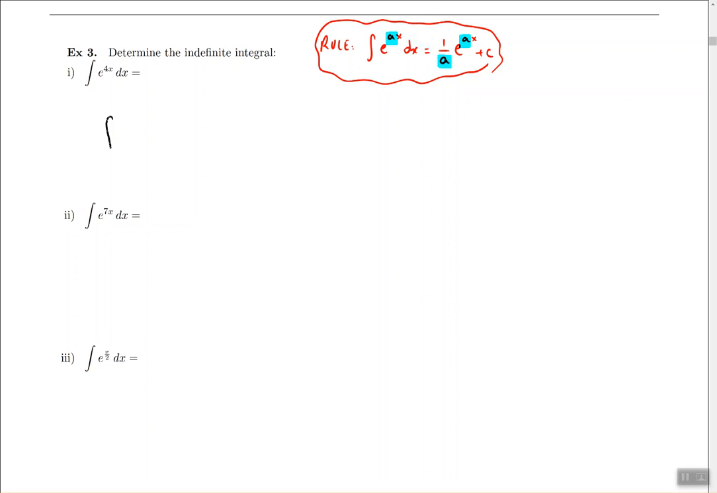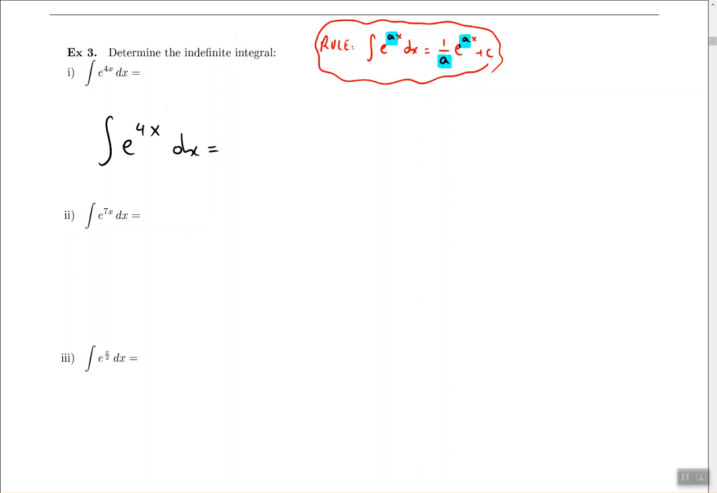So let me give you a quick example. It says e to the power of 4x, dx, and the question is to determine the indefinite integral. Sometimes instead of using these words, they will just say find. Sometimes they'll say find the integral. It just doesn't really matter. We always do the same thing.